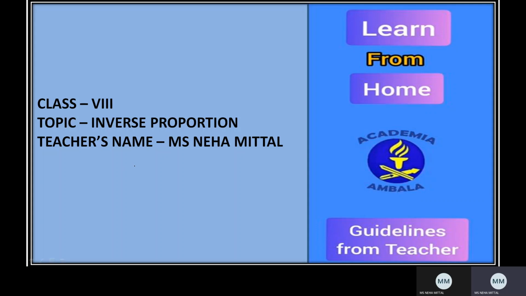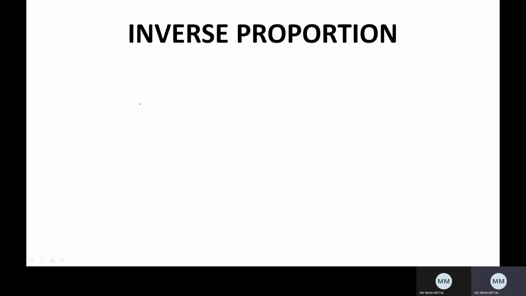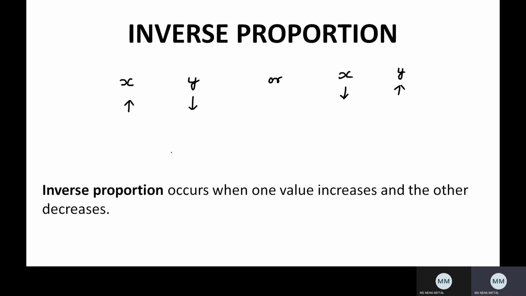Today we will discuss inverse proportion. To understand inverse proportion, let us consider one situation. Suppose I have two quantities x and y. If I increase the first quantity, as a result, the other gets decreased. Or if I decrease the first quantity, as a result, the other gets increased. Then this is a case of inverse proportion. So inverse proportion occurs if one value increases, the other decreases, or the first decreases, the other gets increased.